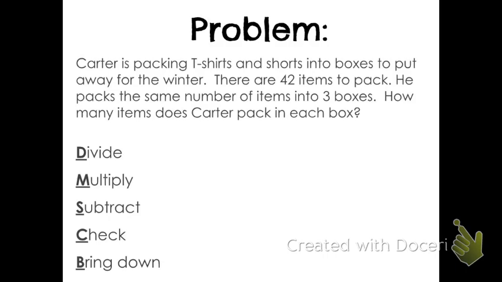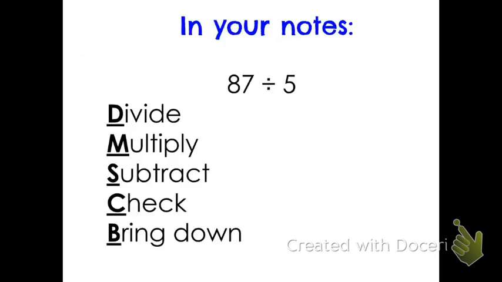Now, in your notes, I want you to go ahead and write down this next problem. Please go ahead and include the DMSCB, Does McDonald's Sell Cheeseburgers? But if you would rather draw the symbols next to your letters, I am fine with that. So now we are going to take 87 divided by 5.